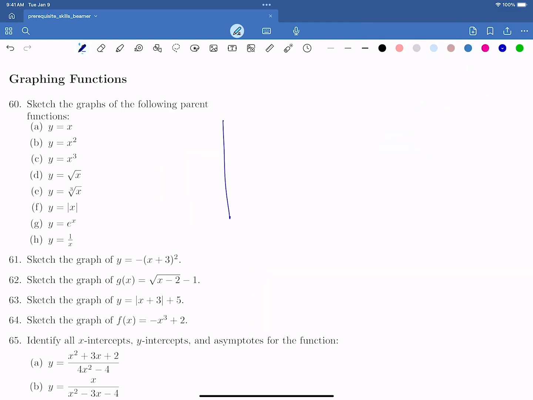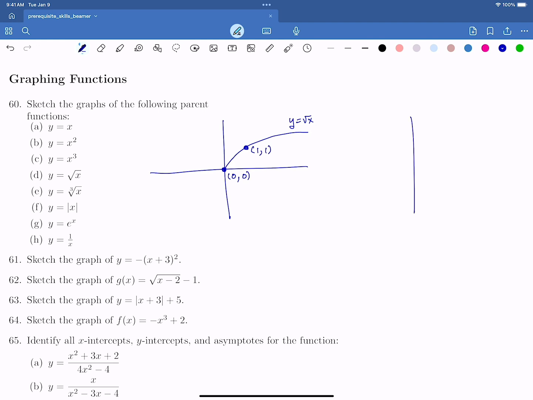y equals the square root of x. Looks like this. There's a point at the origin, 0, 0, also passes through 1, 1. It grows slowly. y equals square root of x.